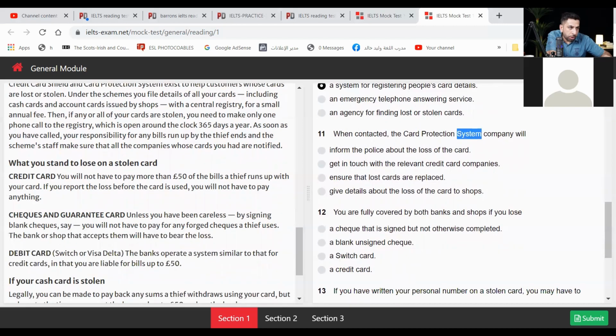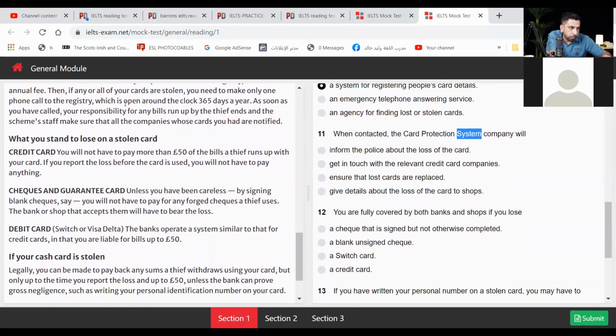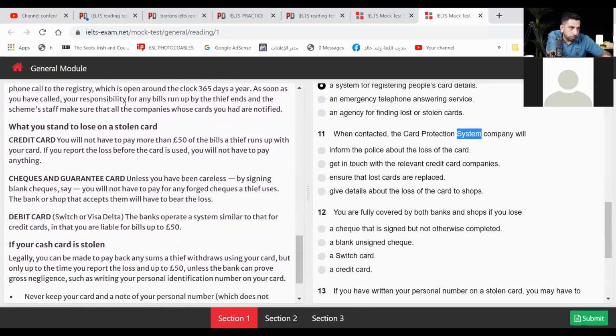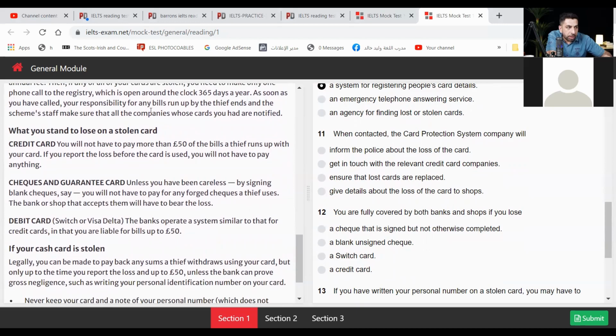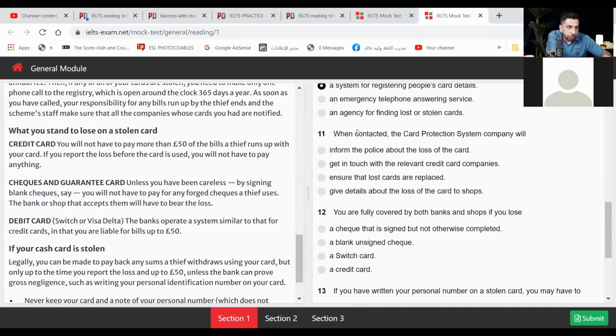Second one? Mm-hmm. Okay. This is the second one. Get in touch with the relevant credit card companies. Now, in the last part it says: staff make sure that all companies whose cards have been notified. So when contacted, the card protection system will... now it's not you, it's the card protection system. Here it says staff, not card protection system. Make sure that all the companies whose card you had are notified.